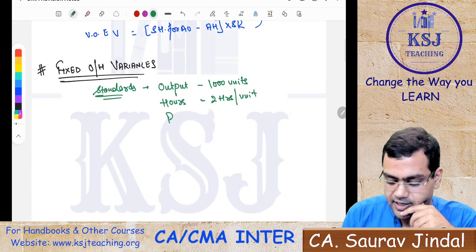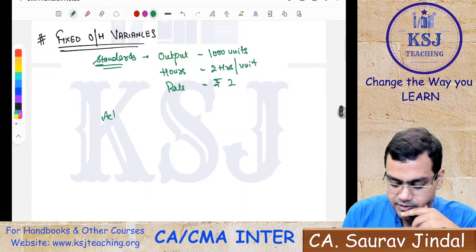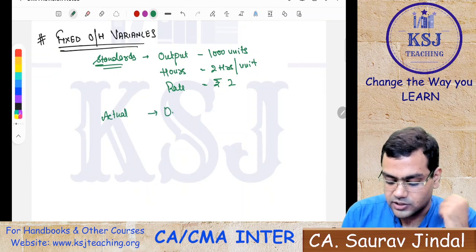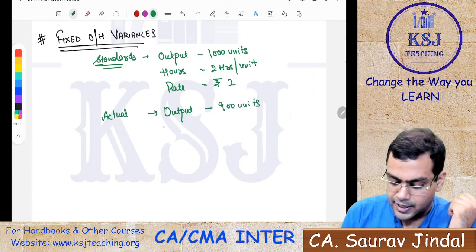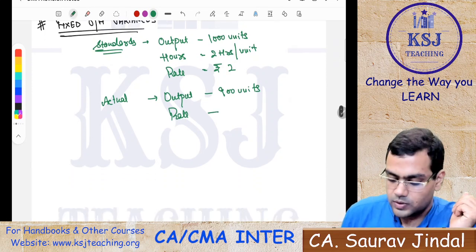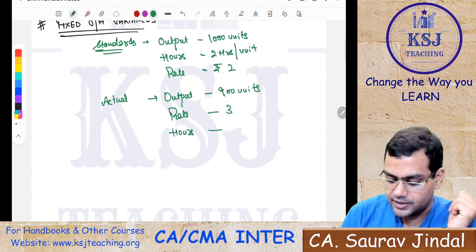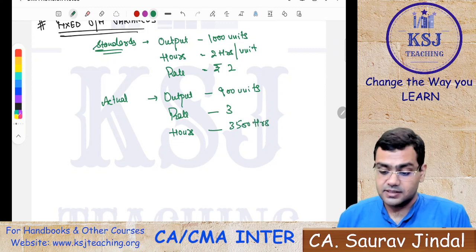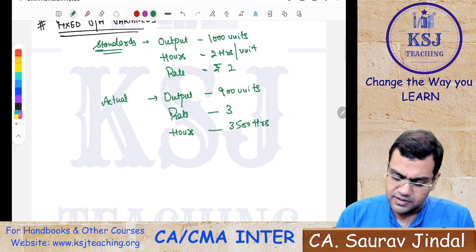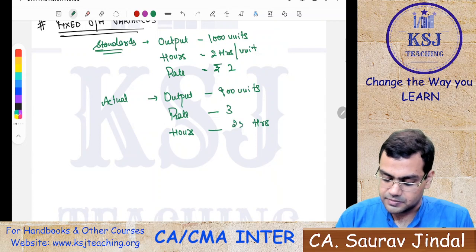What will be your standard rate? That will be rupees 2. After that, what actually happened? Your actual output was 900 units. And what is your actual rate? Let's say the actual rate is 3 rupees, and the actual hours taken, let's say, 2500 hours. Not 3500 hours, that would be too much.